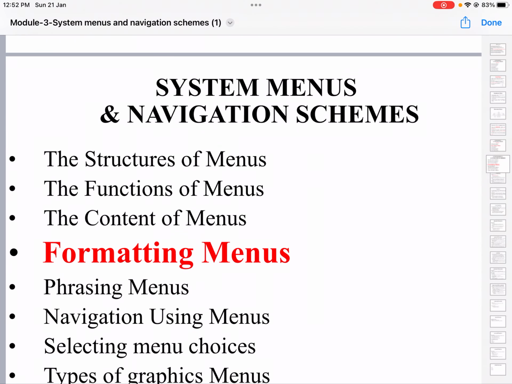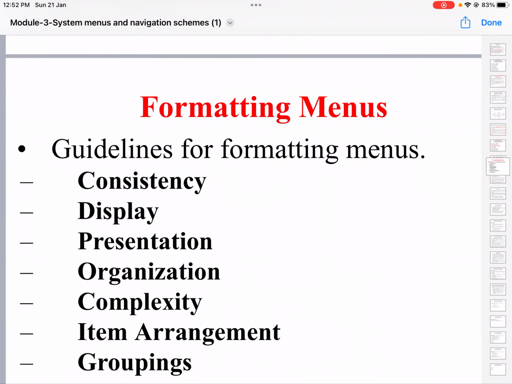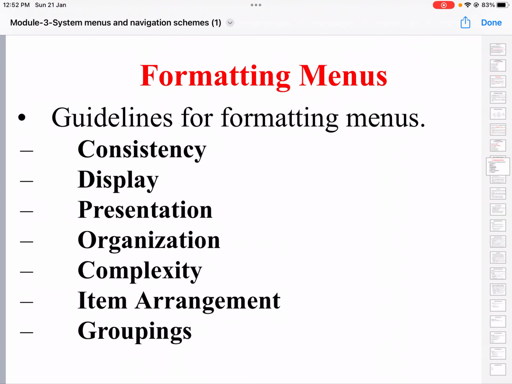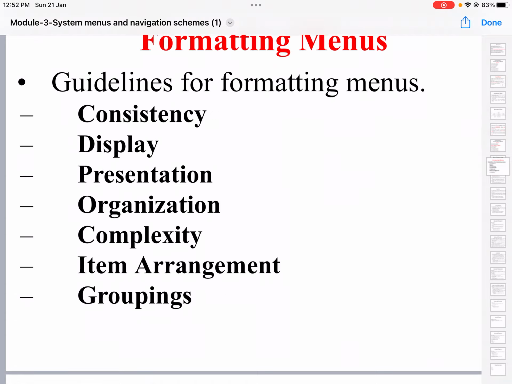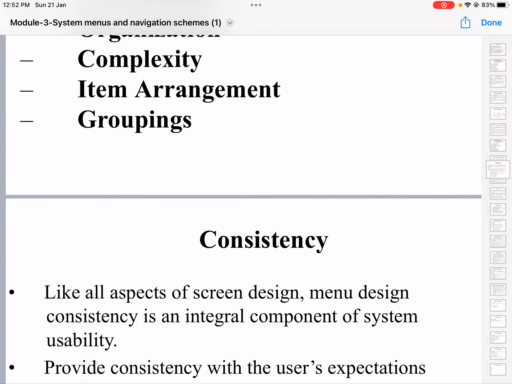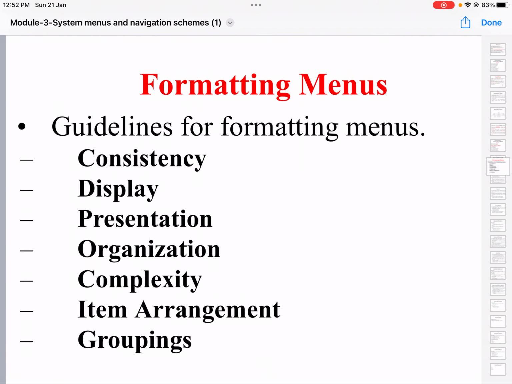So next we will be seeing the formatting of menus. When it comes to formatting, we will see consistency, display, presentation, organization, complexity, item arrangement, and grouping. So this formatting of menus is one of the important concepts and one of the important questions which is often asked in previous year question papers, and also this is one of the important questions from the exam point of view.